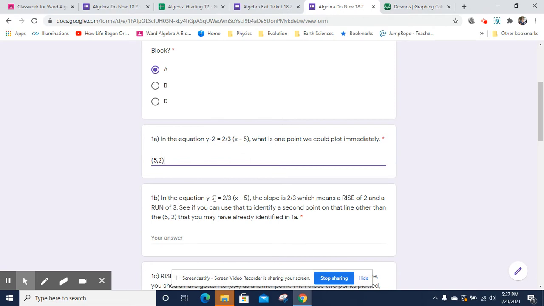in that equation, the slope is 2/3. See, there's the 2/3, that is the slope. And 2/3, it's all very conveniently in a fraction form. And that is the change in y over the change in x. So it's a rise or vertical change of 2 and a run or horizontal change of 3. So see if you can identify a second point on that line other than the (5, 2) that you may already have identified in 1a.